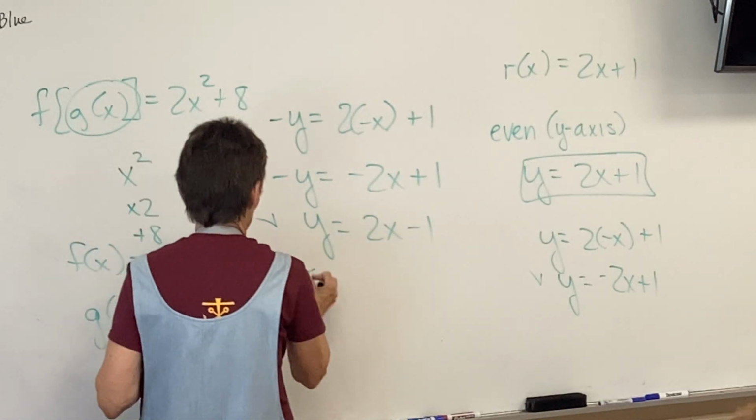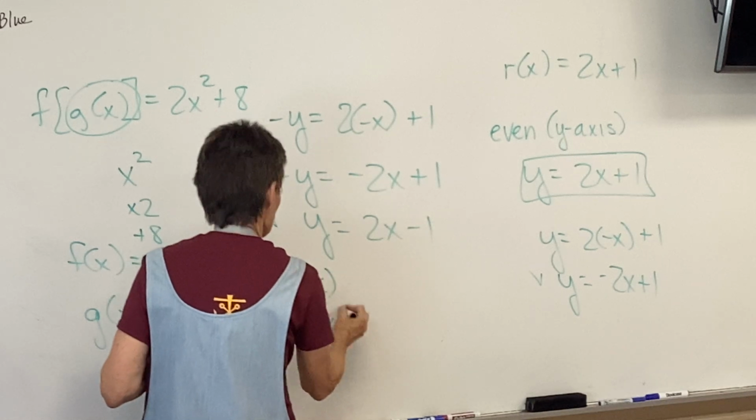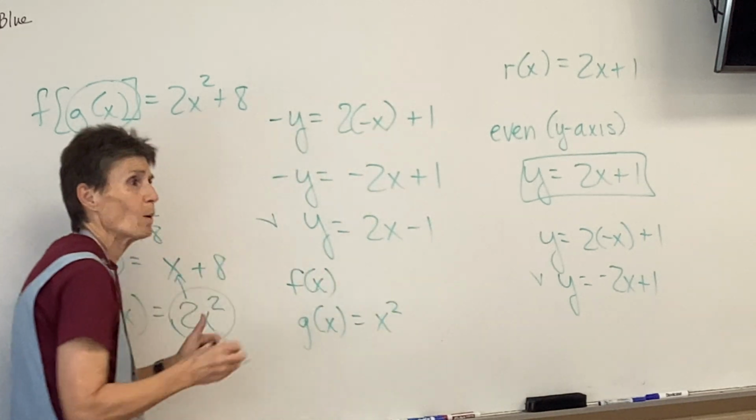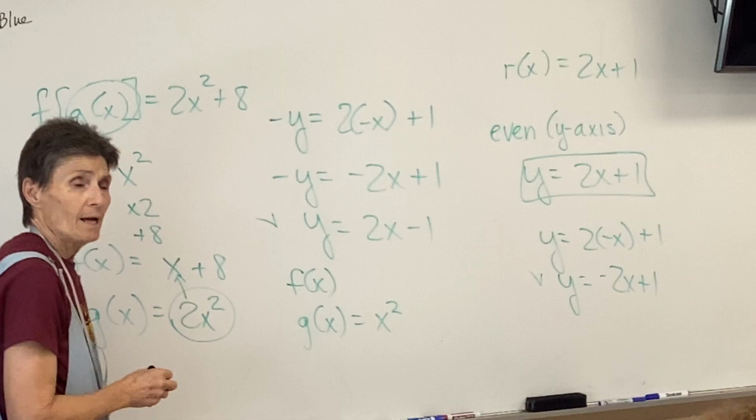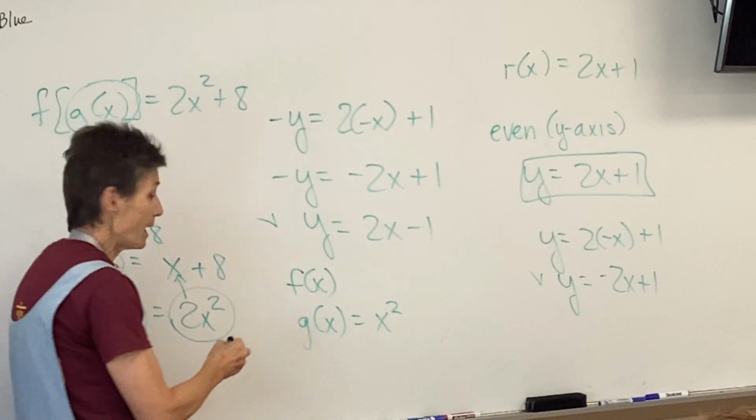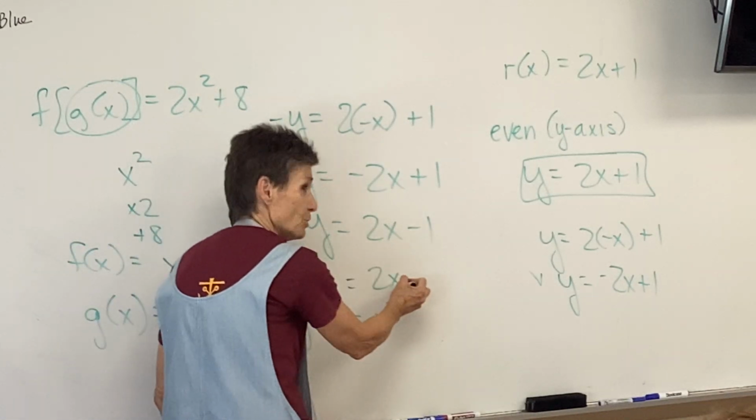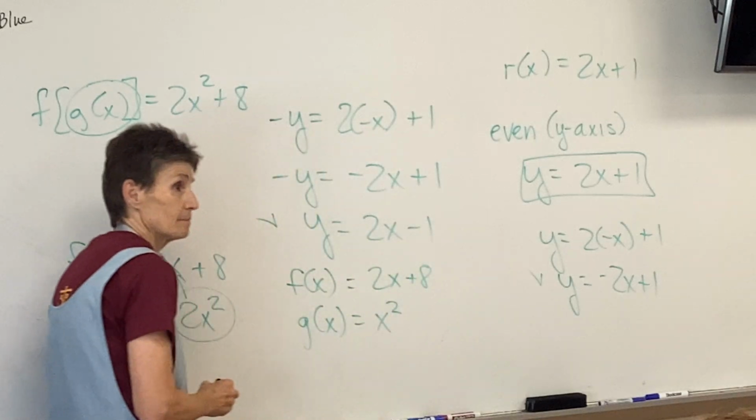Now, could I come up with different answers? Oh yeah. Could g be the function that squares? Yep. And then what would f have to do? f would have to times by 2 and add 8.